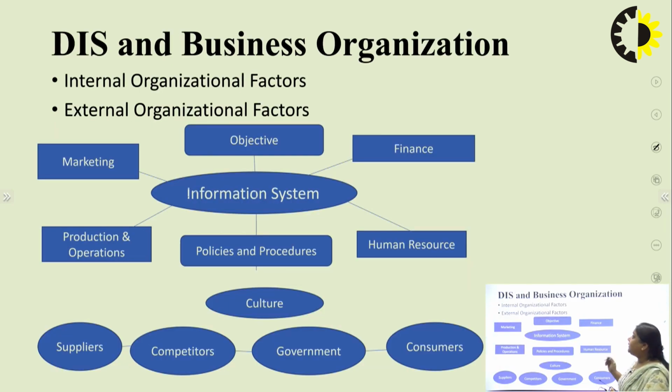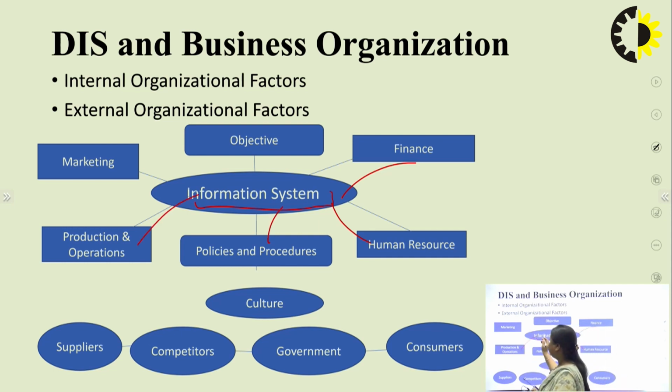Distributed information system and business organizations, it affects the internal organization. There are two factors, internal organization factors and external organization factors. In information system, there are some internal organization factors. Internal organization factors means finance, human resource. There are some policies and procedures that affect the information system, productions and operations, marketing. All these are part of the internal part of the information system in any business organization.